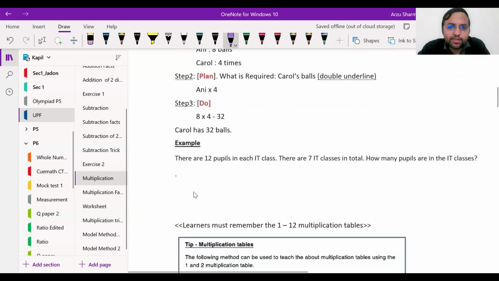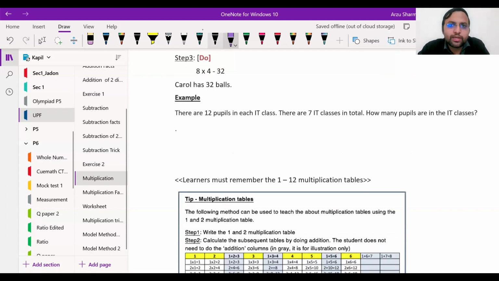There's another question. Quickly write the answer in the chat box. So there are 12 pupils in each IT class. There are 7 IT classes in total. How many pupils are there in the IT classes? Yes, guys, quickly write your answer.